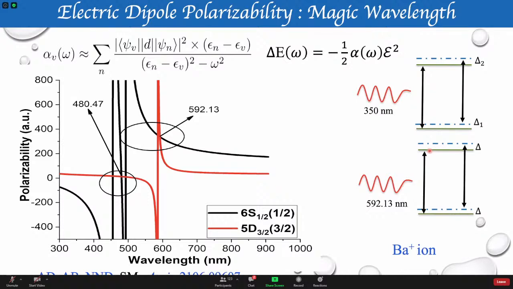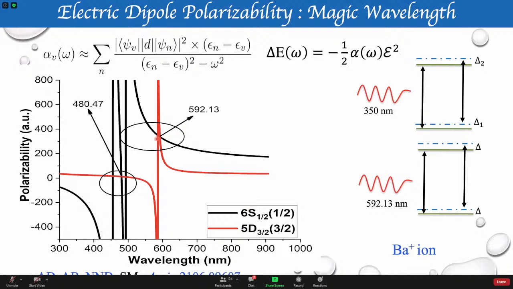And if we are having that particular experiment where these levels are involved, and you want to manipulate this transition using the particular light, because of this light, the energy gets shifted. Now, if you plot the polarizability profile with respect to the wavelength of the light which you are supplying, you will get a profile like here. Here the red one is 5D, the first excited state with 3/2 total quantum number, and this is the ground state 6s.